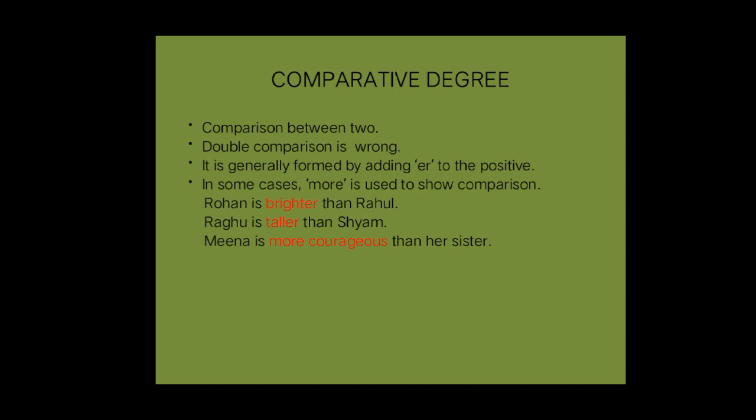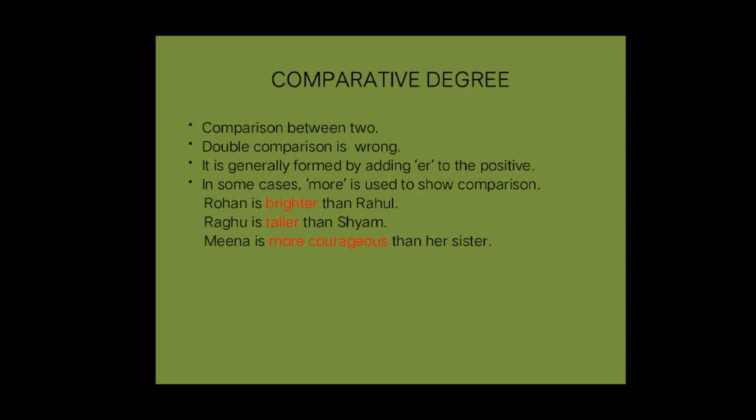Second example, Raghu is taller than Shyam. Here also with the positive degree tall we have used er to make it comparative. And here we are comparing two persons. We have compared Raghu with Shyam. Raghu is taller than Shyam. Meena is more courageous than her sister. Here also we have compared Meena with her sister. So this is the usage of comparative degree.